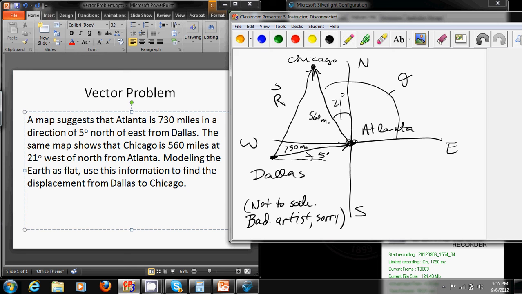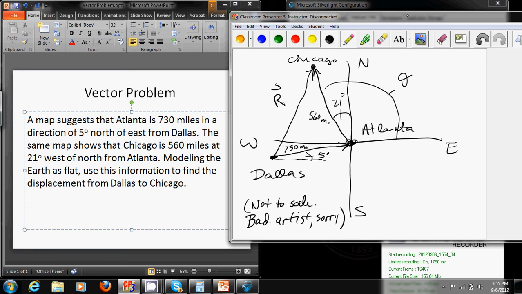And then Chicago is 560 miles at 21 degrees west of north of Atlanta. So here's the 560 miles. I'm sorry, it's really not to scale. At 21 degrees west of north, you start at north and you swing west by 21 degrees. So that's my angle there.